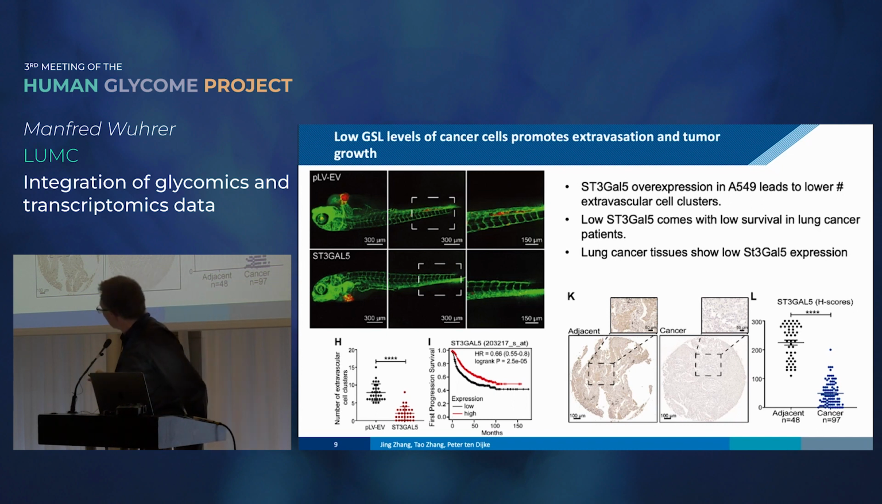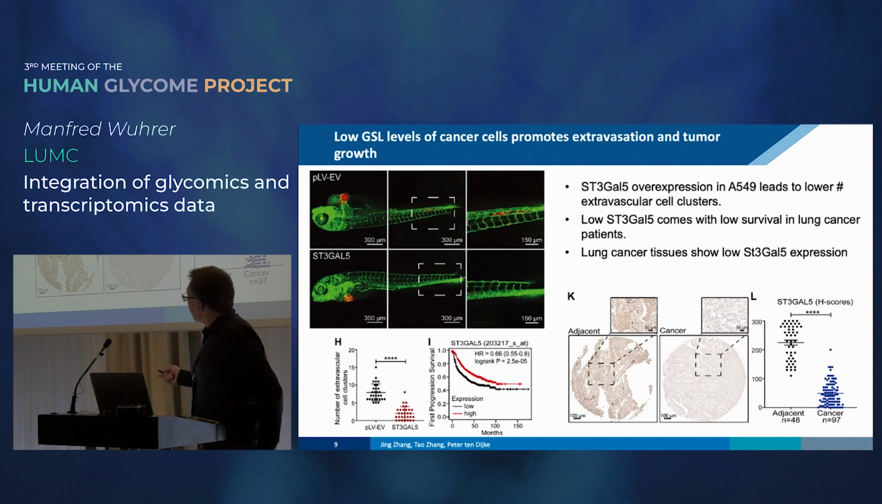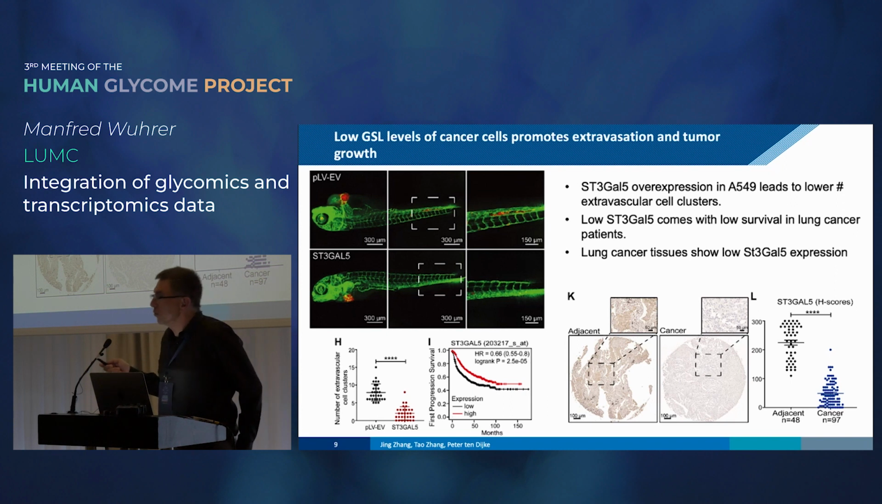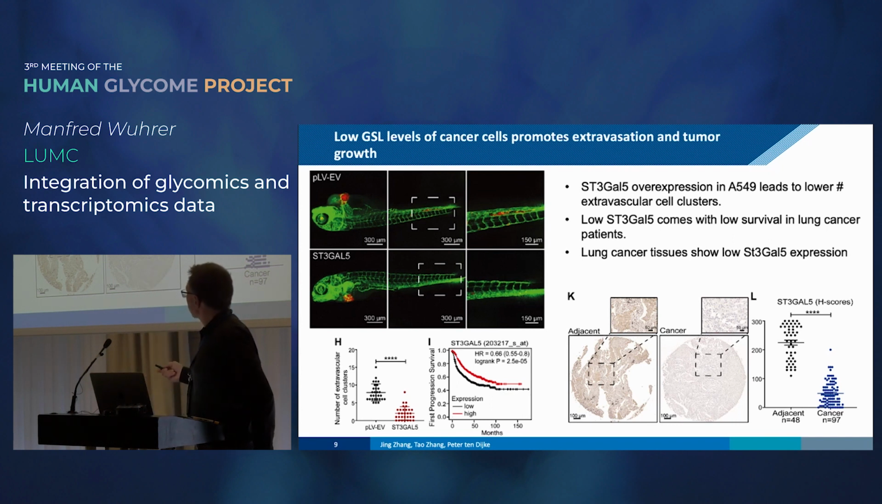This is then also quantified here, and indeed you see with SD3-Gal5 overexpression, less extravasation of these cancer cells. Now the next part, these slides are on the human side, again on lung cancer. If you look at the expression of SD3-Gal5 in lung cancer tissue, high expression comes with a better survival of the patients. So A-series ganglioside expression protects the patients to a certain extent, and it also helps in the zebrafish model to avoid metastasis or invasion of these cancer cells.